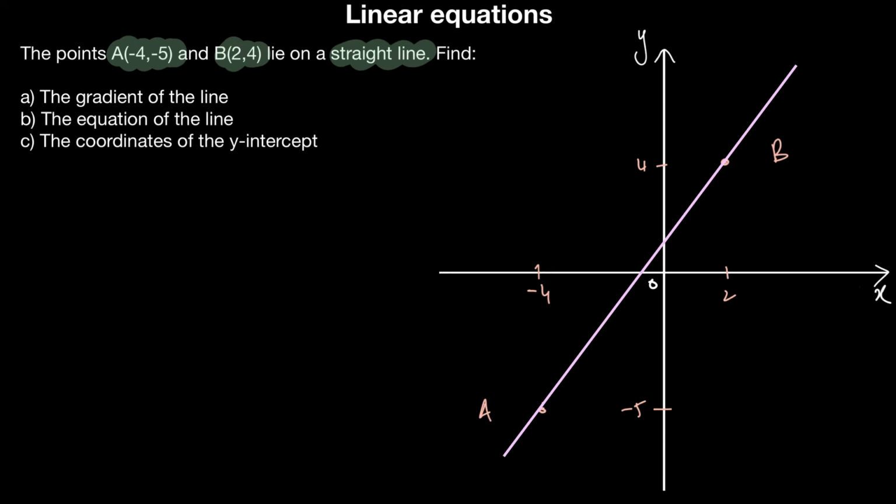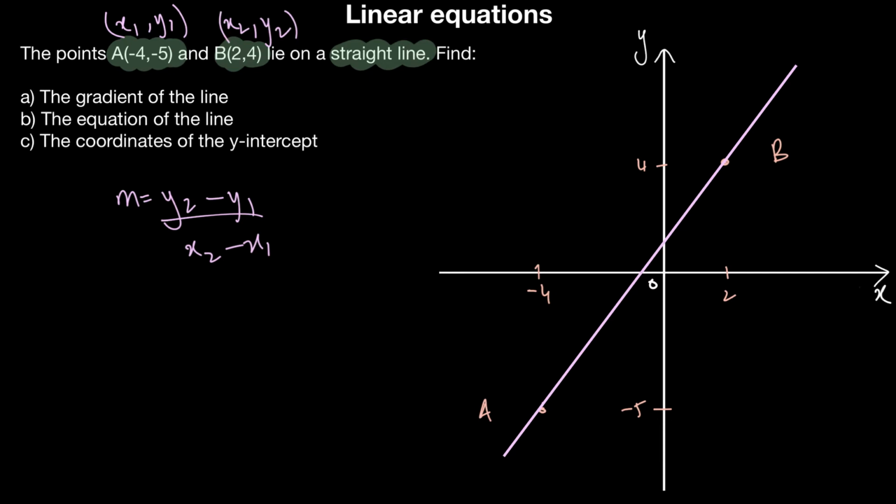Now the first part is asking us, what is the gradient or the slope of this line? Well, we can calculate it using the formula that we learned, which is m is equal to y2 minus y1 over x2 minus x1. In order to calculate the slope, we need 2 known points on this line, and we already have that. So let's take A as x1, y1, and the other known point is B, which is x2, y2.